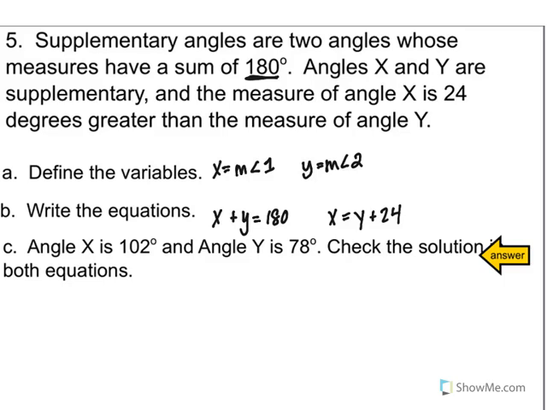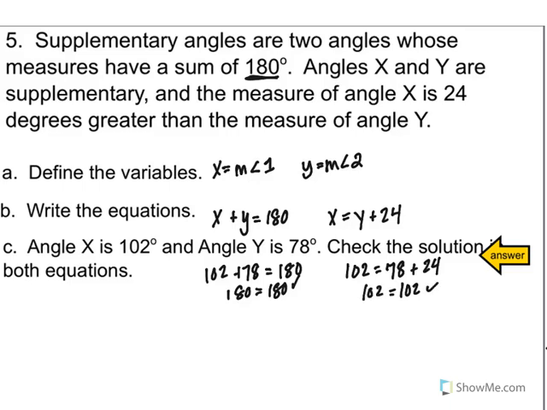We'll check them. So it says angle x is 102, angle y is 78. Okay, so 102 plus 78, if I plug it into my first equation, should equal 180, and it does. X was 102. Y was 78. Is 78 plus 24 102? And it is. So we know that both of our equations here are correct.